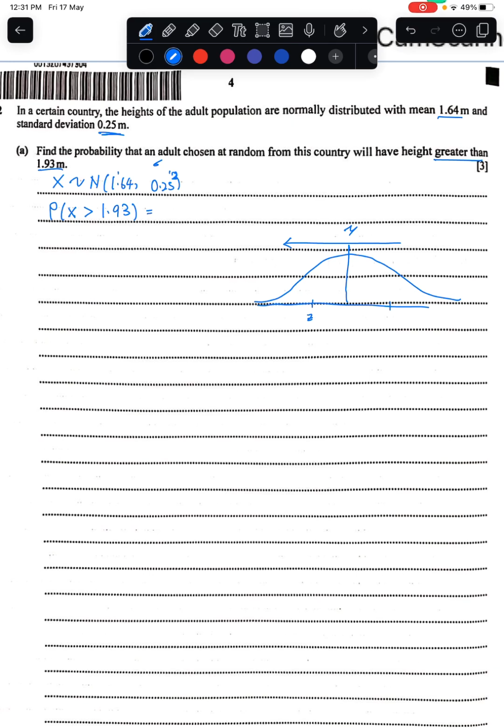We want more than 1.93, right? So let's say 1.93 is somewhere here. The value we get from the table is here. But we want the right side, the white color area here.